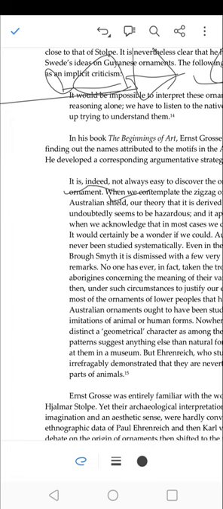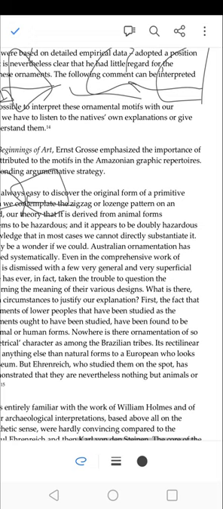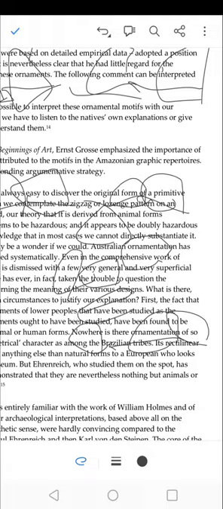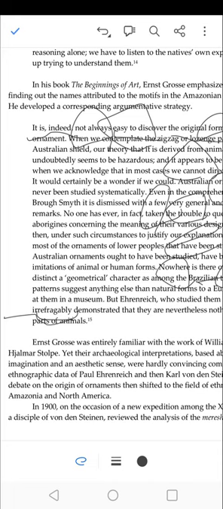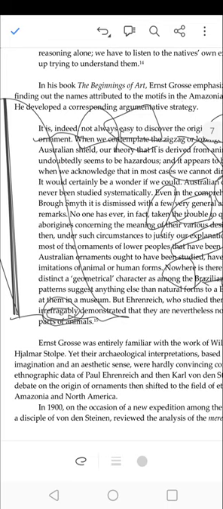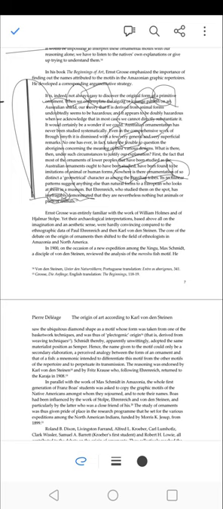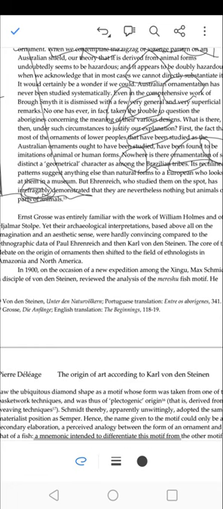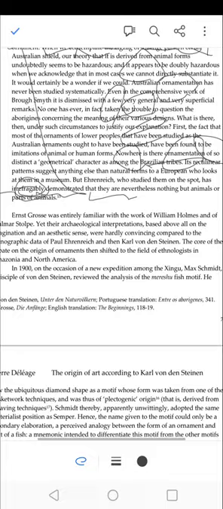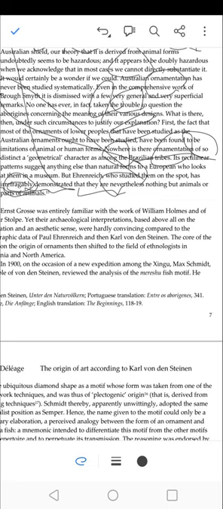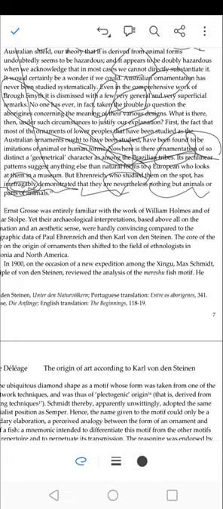It is indeed not always easy to discover the origin from of primitive it appears ornamentation. A few very general or explanation. Now where is there ornamentation of so in regularly demonstrated that there are not nevertheless nothing but animals in circumstance.